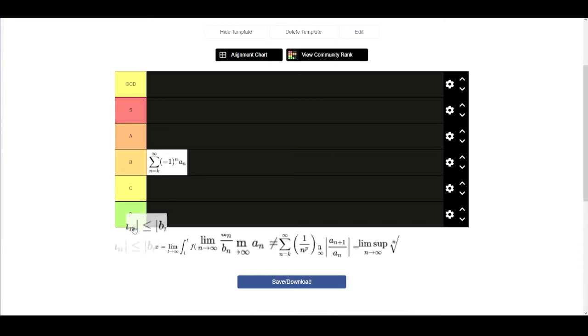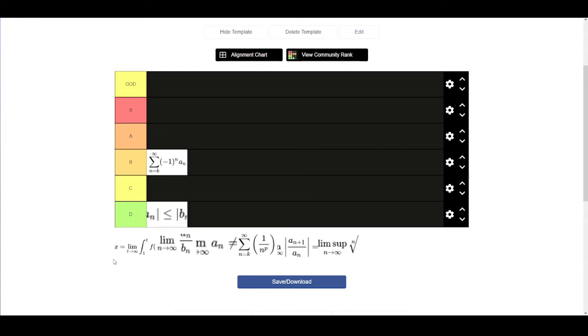Next up, we have the direct comparison test. This image got a little squished. This is direct comparison test. I hate this one, D tier. It's just so vague, and I never use it ever. I'm a ratio test supremacist. Spoilers for the rest of this field. So direct comparison, I don't like it.